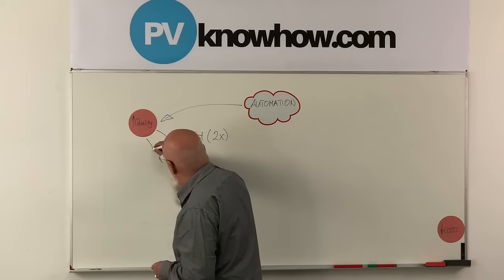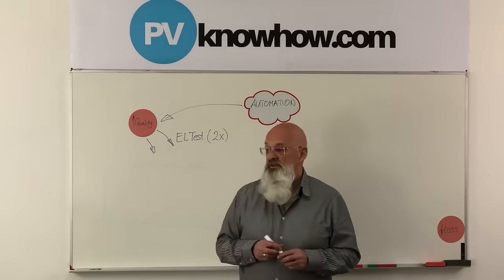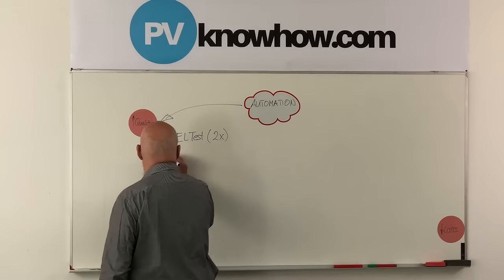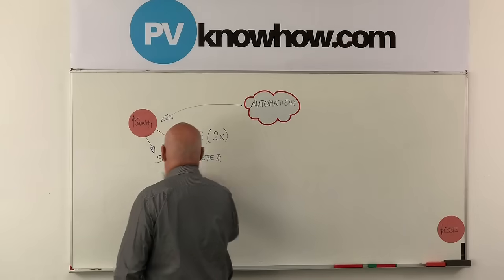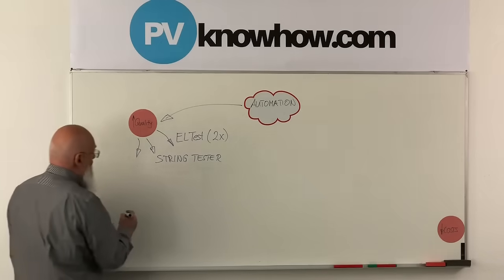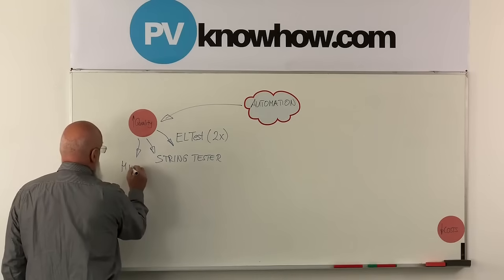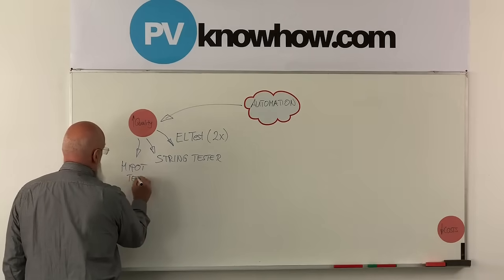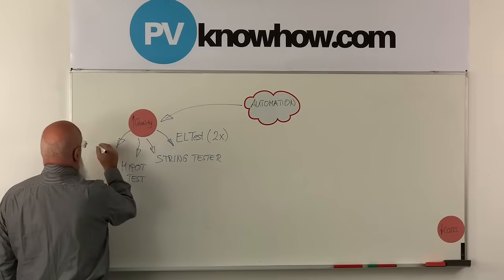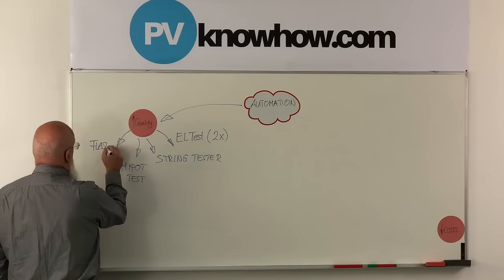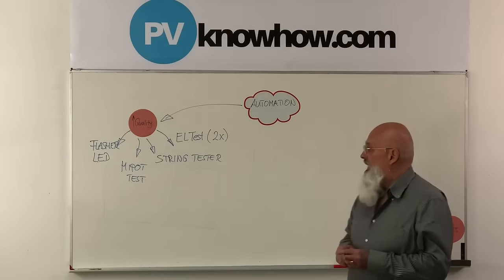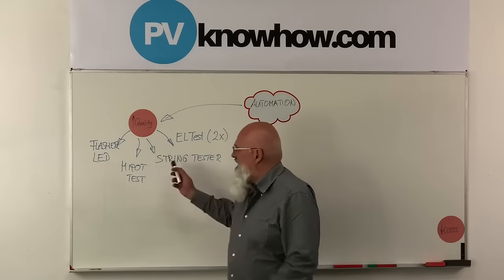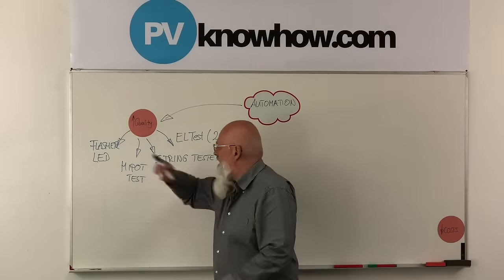There are also another few testing facilities. For example, we call it string tester. There is another testing facility which is called High Automation test. Very important is the so-called flasher. And in this case, you should nowadays go for an LED flasher. And I will not explain this and this because this is not so important. Important is EL test, important is the flasher test.